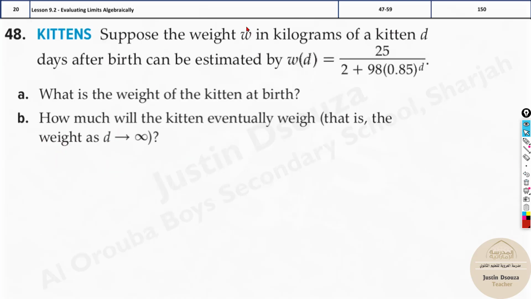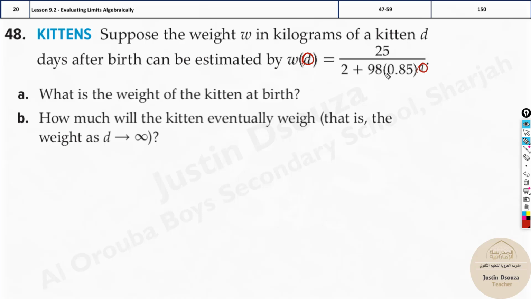Over here, another similar problem. Suppose the weight W in kilograms for a kitten d days after birth can be estimated over here. What is the weight of the kitten at birth? So there's a small kitten and it's just being born. What is the weight? Weight is given with respect to the time in terms of days. So at birth, how much is the days? It's 0, right? So I've just put this as 0.